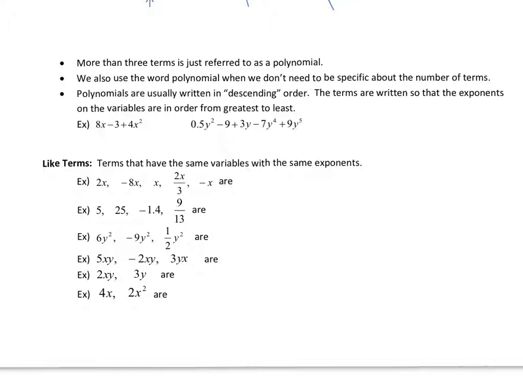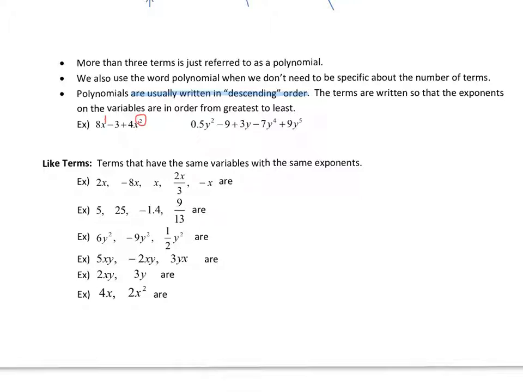The other thing we need to know is polynomials are usually written in descending order, descending powers. These terms are written so that the exponents on the variables are in order from biggest to smallest, greatest to least. So this example we have here, I have an 8x. The x has an exponent of 1. So when the exponent's not written, it's assumed to be 1. There we have a 3, which has no exponent on, we have no x's at all on that one. And then we've got an x squared. So my biggest exponent is the x squared.